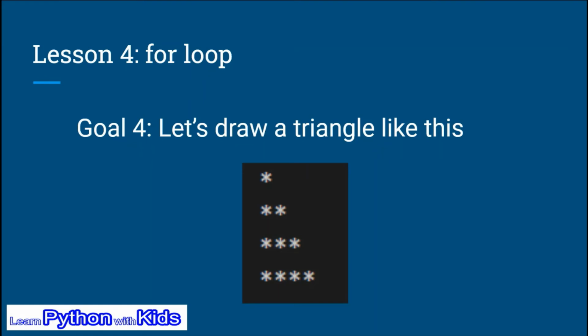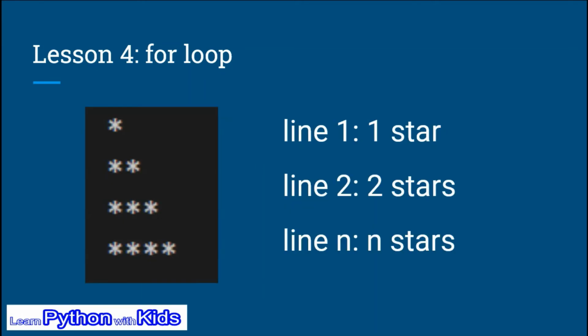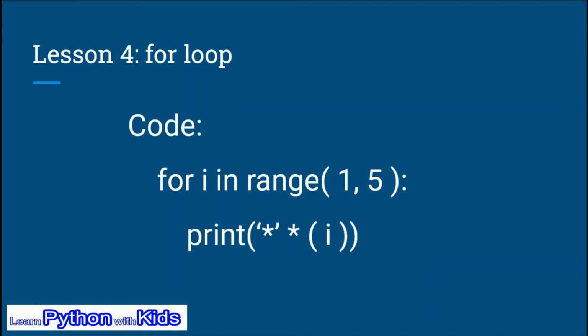Let's use our program to draw a triangle. It's a 4 lines tall triangle. Let's think about how we can do it. We will print 1 star for line 1, 2 stars for line 2, 3 stars for line 3, 4 stars for line 4. There is a pattern. Interesting. We have helped Flash, Elsa, and Charlie Brown. This code should make sense to you. For I in range 1 to 5, print star I times. Let's try the program now.